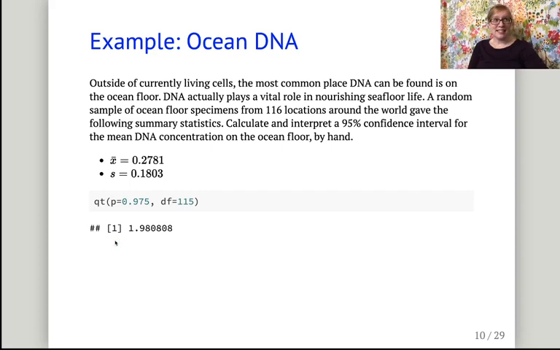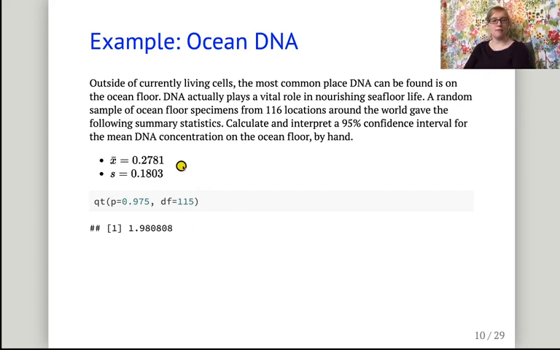So let's take a look at how we might use this. Outside of currently living cells, one of the most common places that you find DNA out in the wild is on the ocean floor. Essentially, organisms swimming in the ocean die, and DNA falls to the ocean floor as the organism decomposes. A random sample of 116 locations around the world gave the following information.